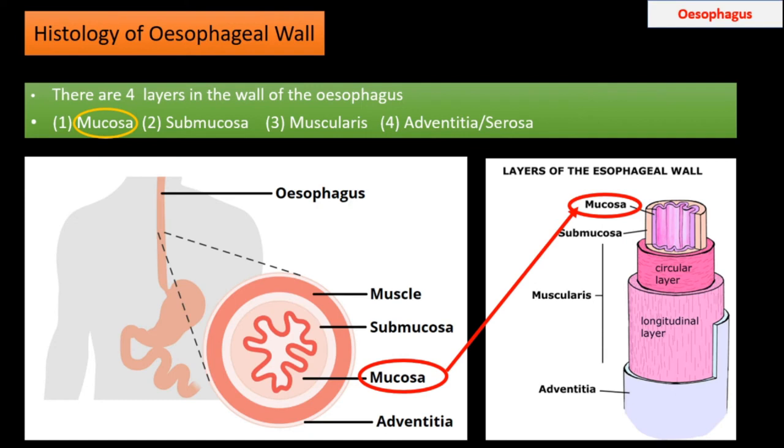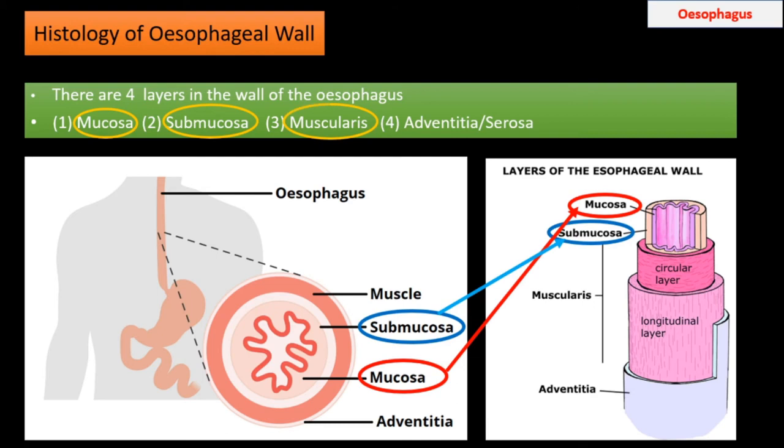lamina propria, which is a thin layer of loose connective tissue with a few lymphoid aggregates, and muscularis mucosa, having some smooth muscles. The second major layer is submucosa. It is a connective tissue having areolar tissues, blood, nerves, and submucosal glands.